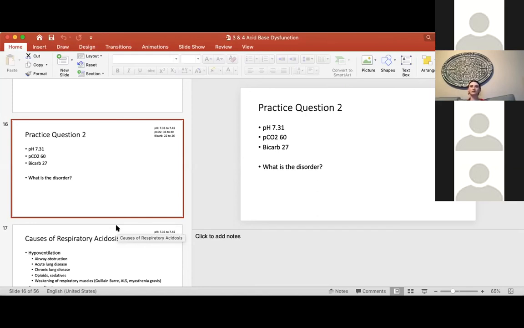Yeah, good job. It's the same thing. It's a respiratory acidosis with metabolic compensation.